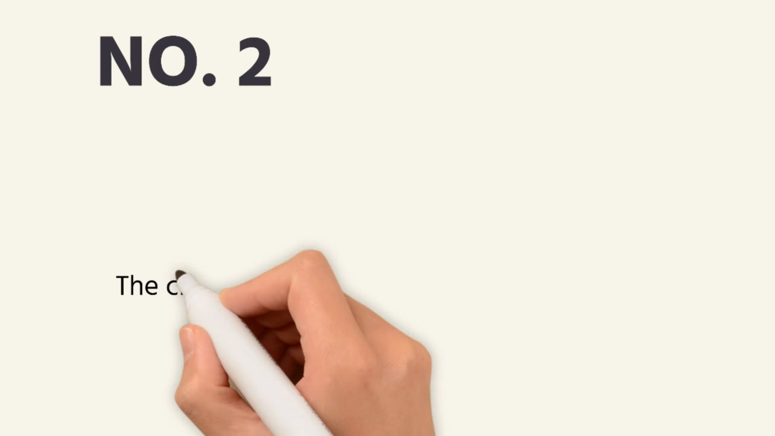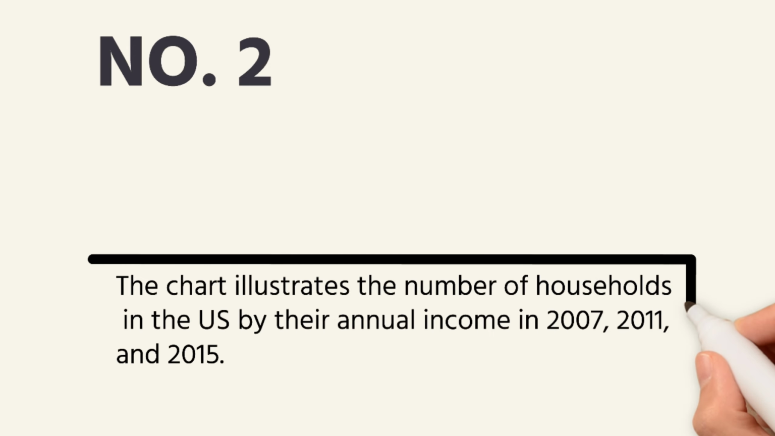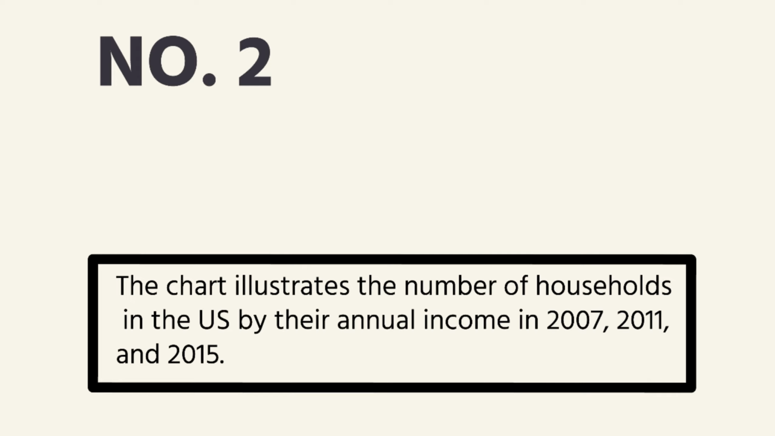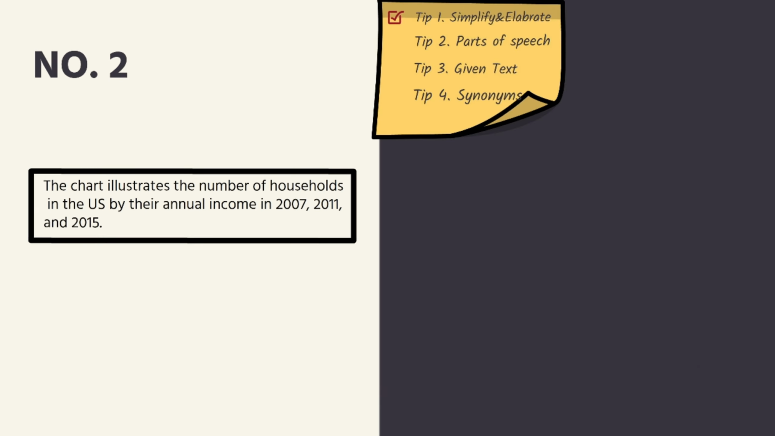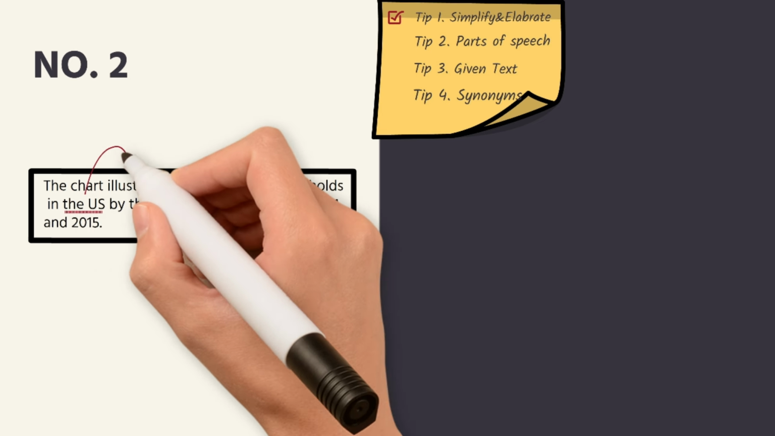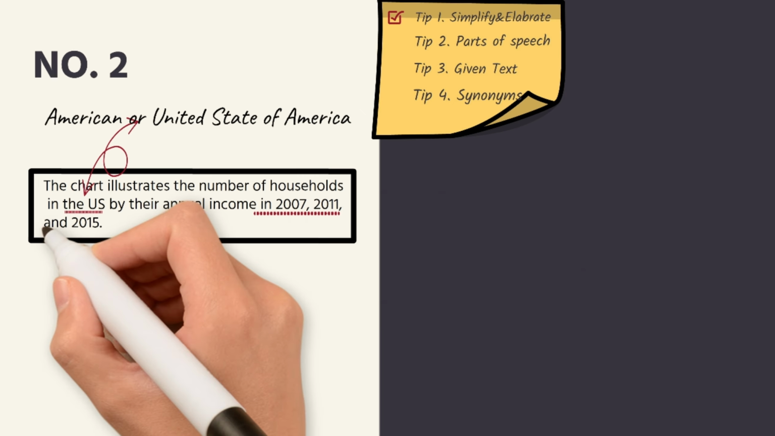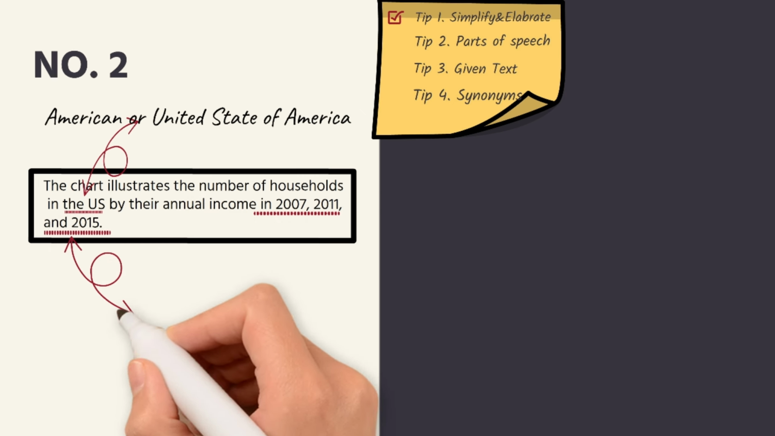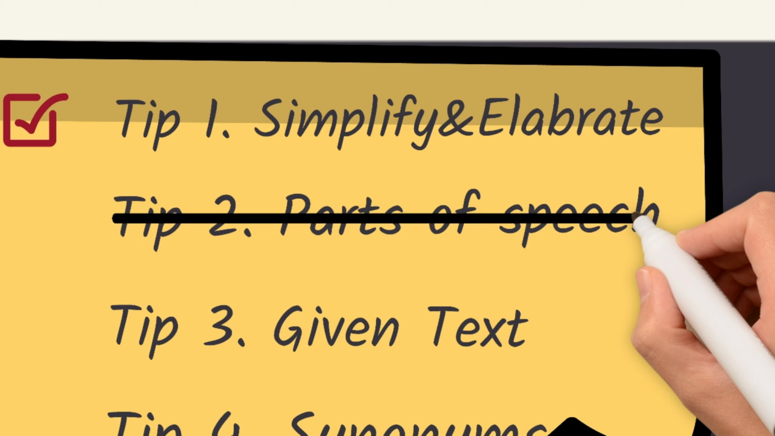Example 2. The chart illustrates the number of households in the U.S. by their annual income in 2007, 2011, and 2015. Tip 1. Simplifying and elaborating. We can replace U.S. with American or United States of America, make it more complex, and simplify 2007, 2011, and 2015 into in 3 different years. Tip 2 and 3 are not applicable here.